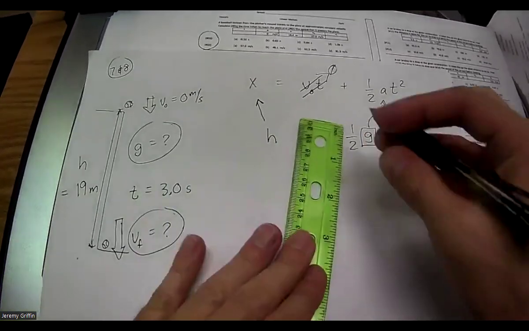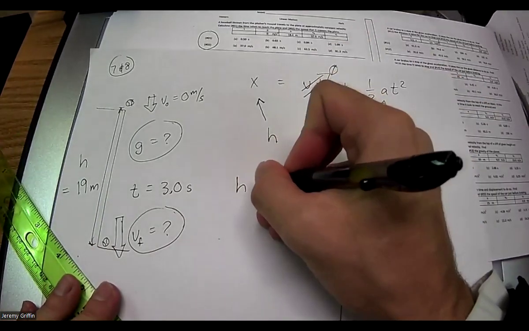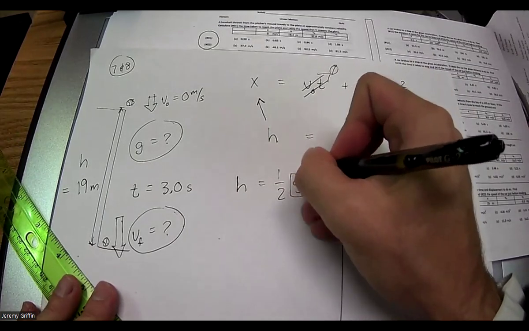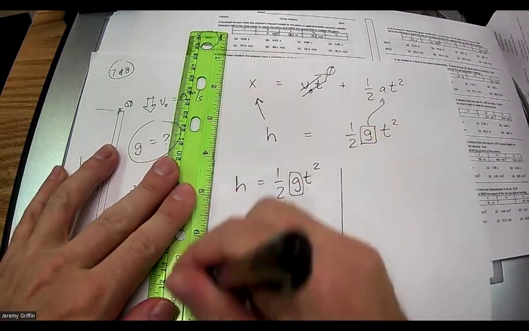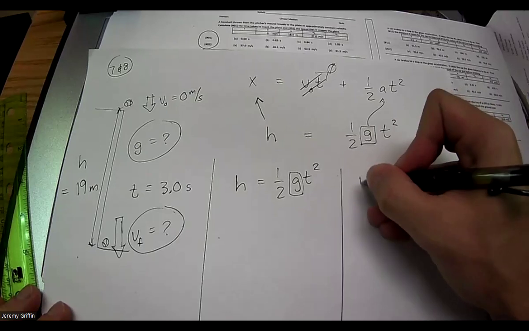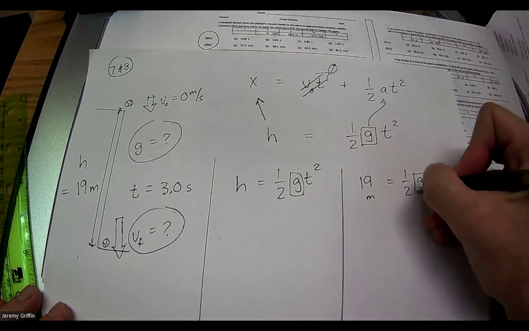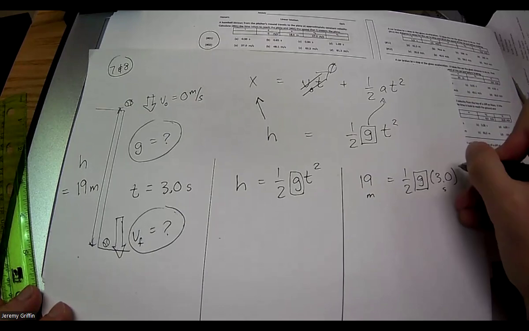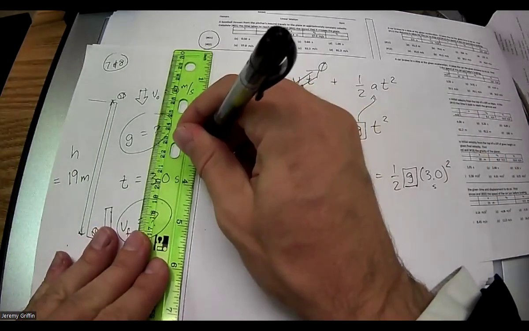Here's where I'm going to split my paper and solve this 2 different ways. I can do it in terms of variables, so h equals 1/2 g t squared. Hey, is that the college equation? It's about 125 meters deep. Or I could plug in the numbers first: 19 meters is 1/2 times the gravity field times 3 seconds squared. So I can solve in terms of variables, or plugging the numbers in first.